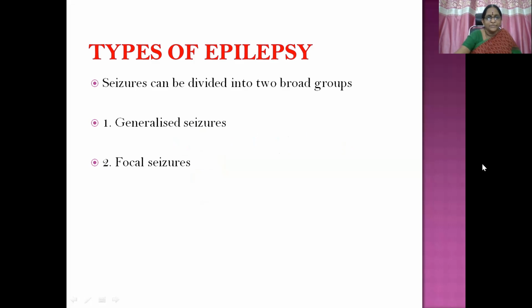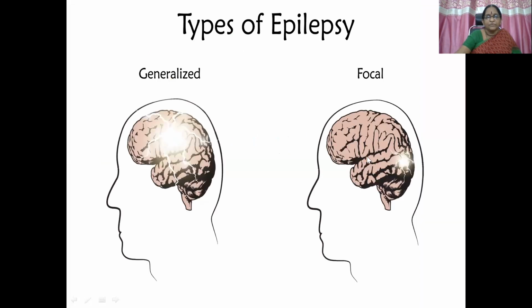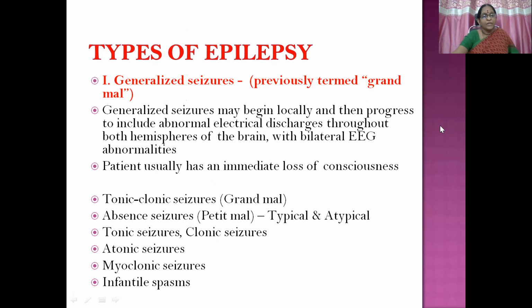So types of epilepsy. Seizures can be divided into two broad groups, that is generalized seizures and focal seizures. Focal seizures means the focus is limited to a particular part of the brain. Generalized seizures means this focus is getting spread to different parts of the brain. So that is generalized. Number one is generalized. We'll discuss one by one now in detail.